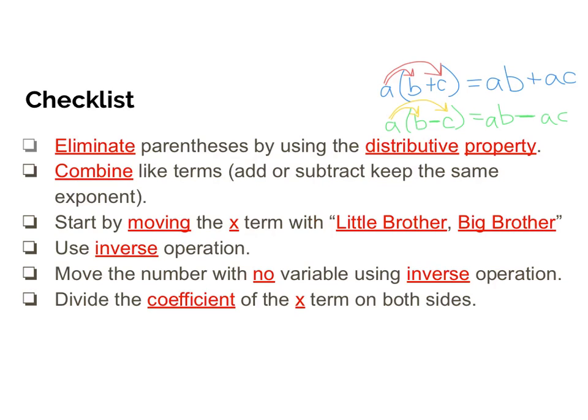The next thing we're going to do is combine like terms, and that means that we are going to add or subtract keeping the same exponent. So that means if it's an x squared, it still needs to be an x squared, or a y cubed, or whatever you have as your variable. Or if it's x to the first, just a plain x with no exponent, then it would stay like that. The key thing about combining the like terms is they must be on the same side of the equal sign.